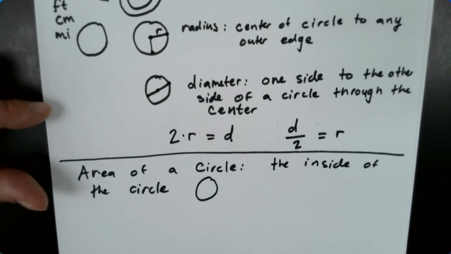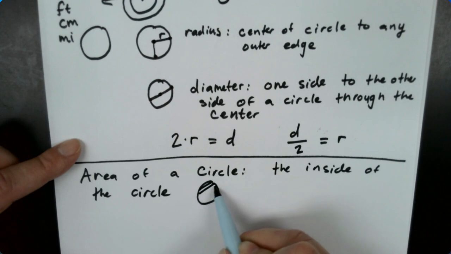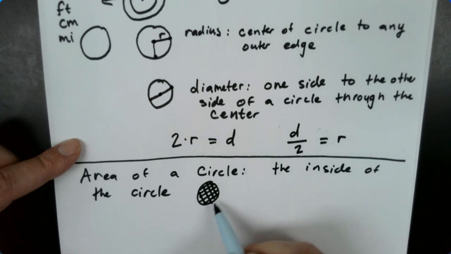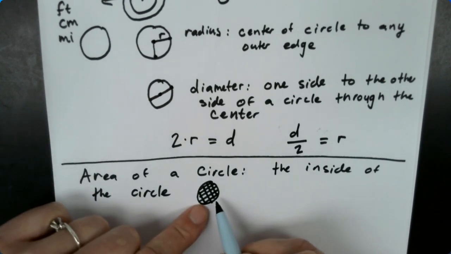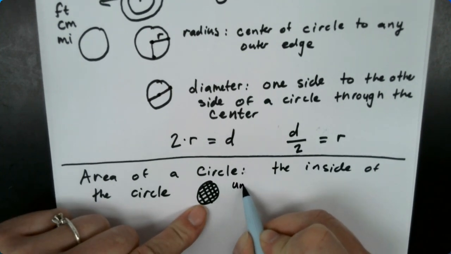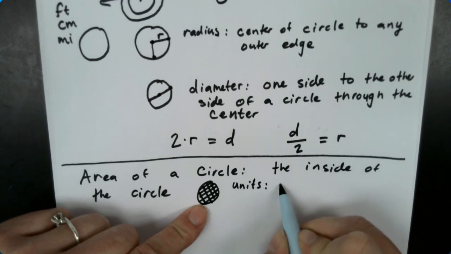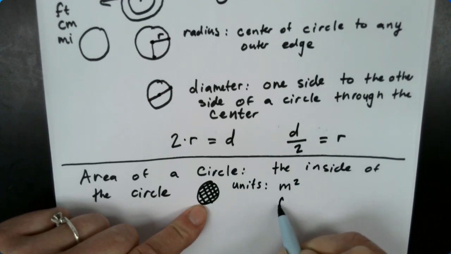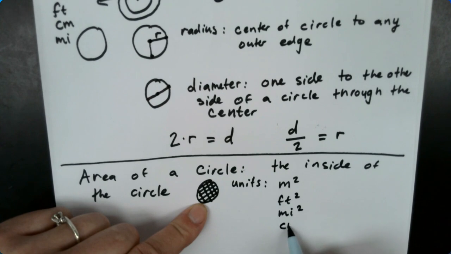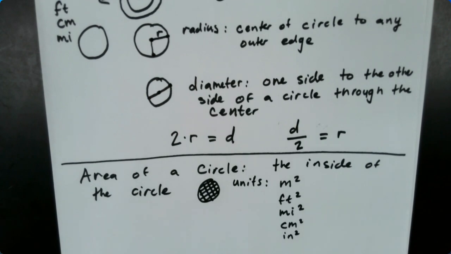When we come down to the area, that's 2-dimensional. So we have all this area on the inside. When we measure area, the unit for area can be meters squared, or feet squared, or miles squared, or centimeters squared, or inches squared. So any unit of length, but we have to square it because it's 2-dimensional. We have centimeters times centimeters.